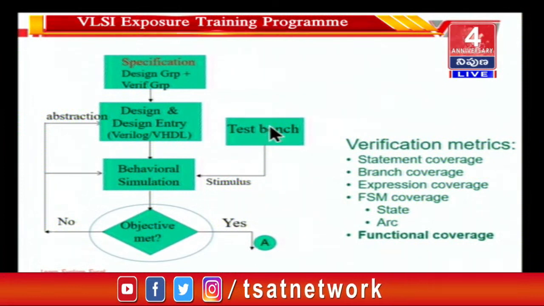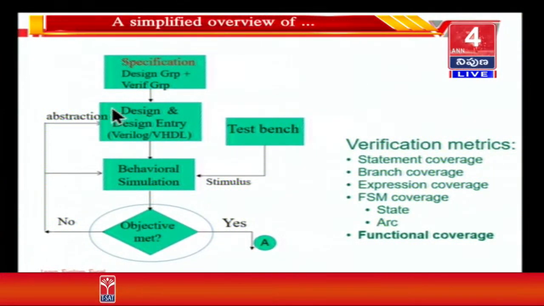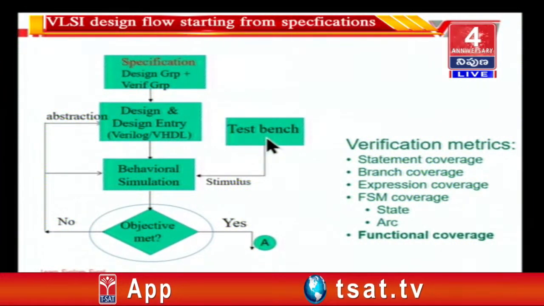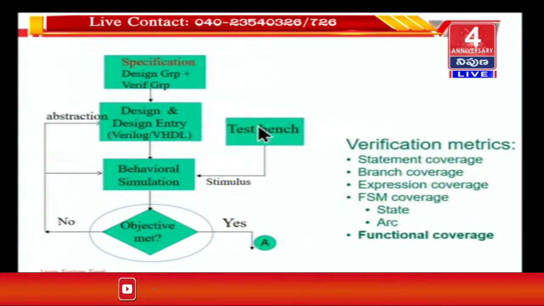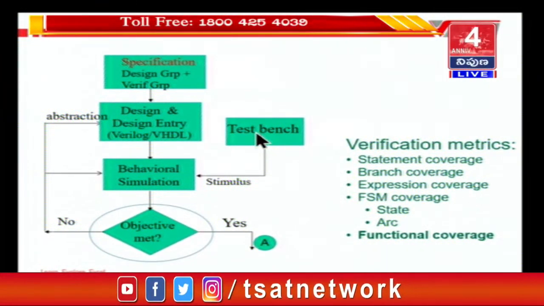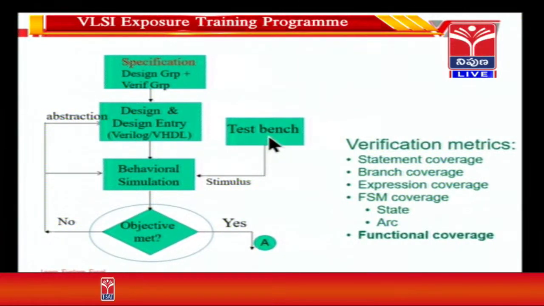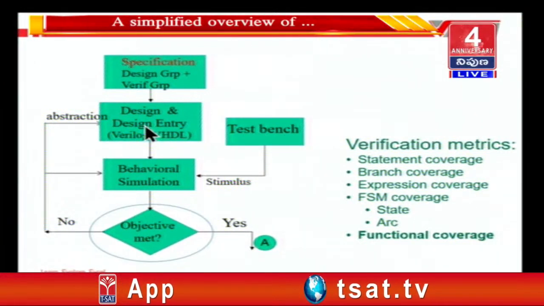So, if the objective is not met, then again you go and do simulations after making changes either to the test bench or to the design. Test bench is also a piece of code. Now, the design has to be verified by the test bench. What is the guarantee that the test bench has been written correctly? There is no guarantee. So, it could be a problem with the test bench, or it could be a problem with the design.